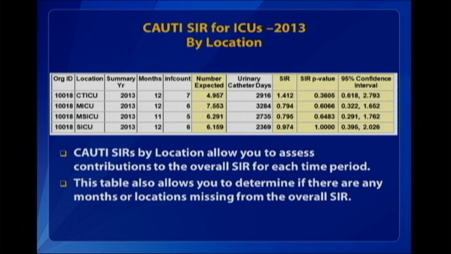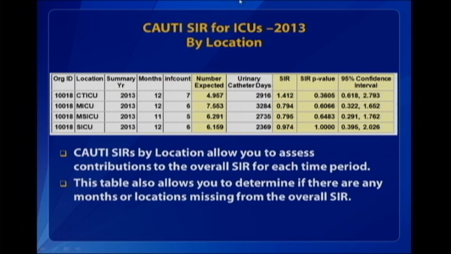And what I mean is you could look at, okay, where are most of our infections coming from? Our denominator for the SIR is number of expected. So where's that coming from? Where's the bulk of it coming from? Do we have any locations that have a higher number of urinary catheter days, that are higher risk locations, that are maybe contributing the most to that overall SIR for our facility?